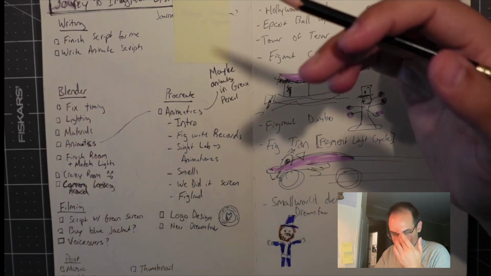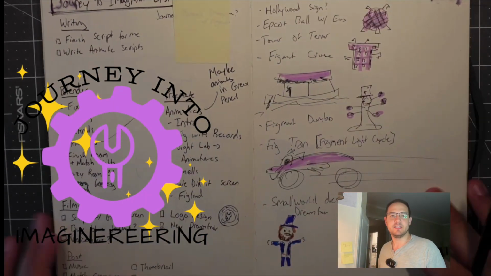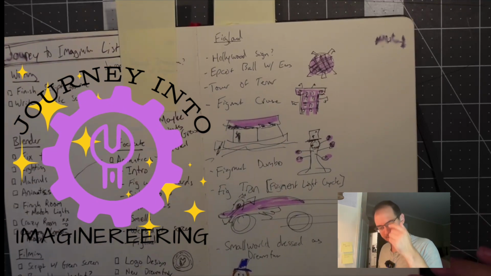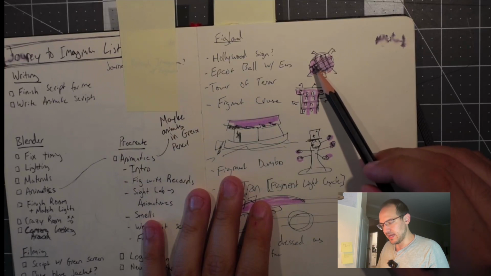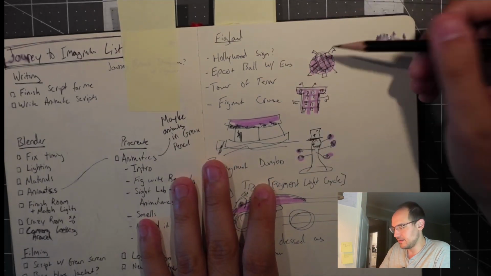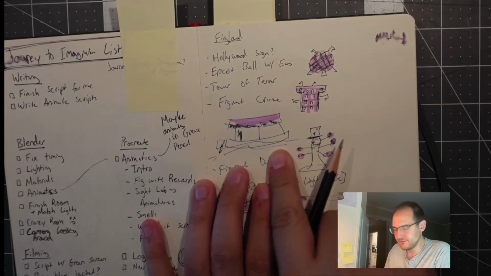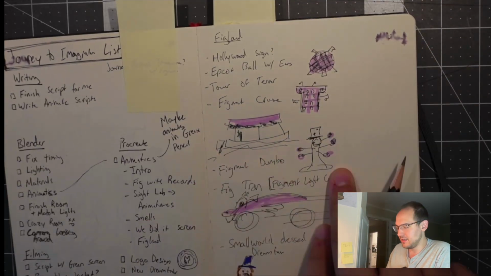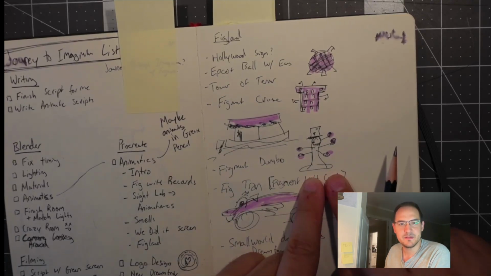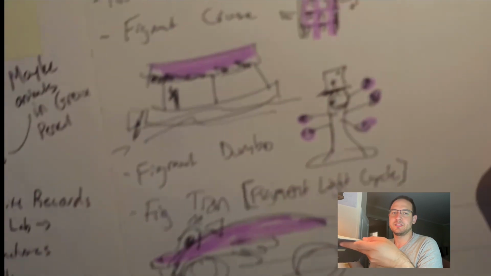Yeah, there was a logo design. I tried to make a logo kind of like the old Epcot logos, but I didn't use it. I didn't like the one I made. We have Hollywood sign, Epcot ball with ears. I added wings too, I think that's better. Tower of Terror, Jungle Cruise, Figment Cruise I wrote. Figment Dumbo actually is more like Dreamfinder Dumbo, which I think looks really cool.